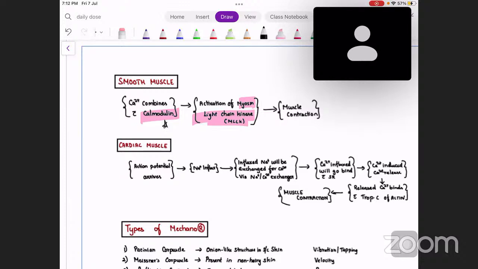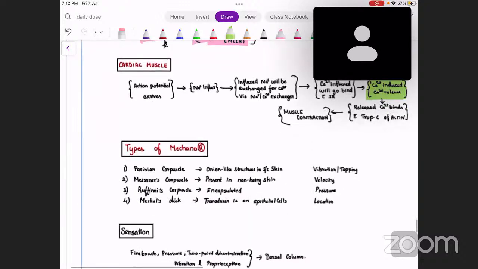Okay, cardiac muscle is similar to skeletal muscle, except for the fact that it can produce calcium-induced calcium release. Here the calcium will be released due to the ryanodine receptor stimulation, triggered by calcium. The entered calcium will further stimulate the release of further calcium from the sarcoplasmic reticulum. That's why it is called calcium-induced calcium release, which is a characteristic feature of cardiac muscle.